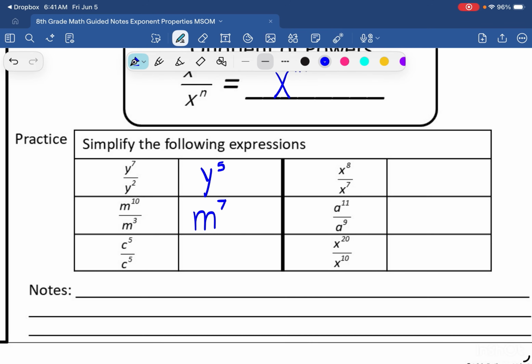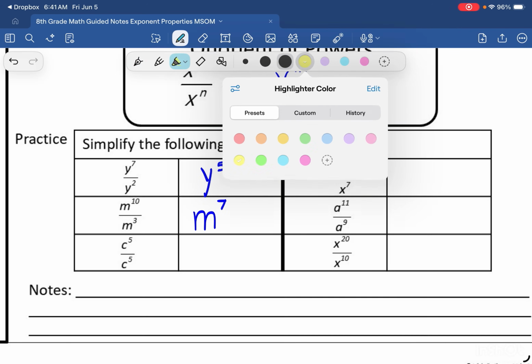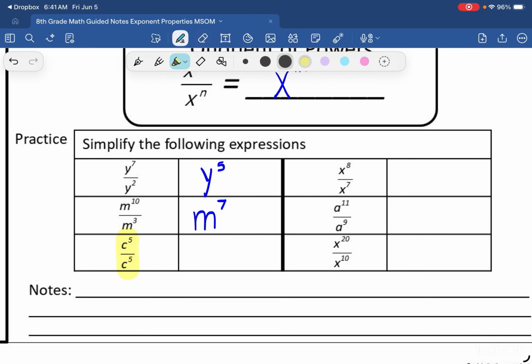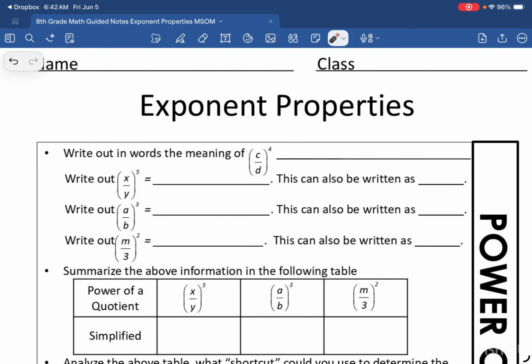C to the 5th over c to the 5th. Well, I can actually just cancel all of those c's out. Once I cancel out all the c's, I would have left over 1. X to the 8th over x to the 7th is x to the 8 minus 7, which is 1. I don't need to write x to the 1st. I can just write x. A to the 11th over a to the 9th is a to the 11 minus 9, which is 2. X to the 20th over x to the 10th is x to the 20 minus 10, so x to the 10th.